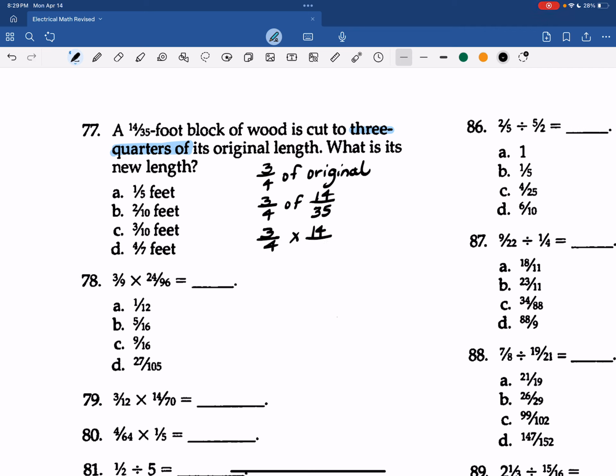We can cancel one direction. Gotta be that way. 2 into 14 is 7. 2 into 4 is 2. Top times top, bottom times bottom, and simplify if you can. And we can. 7 into 21 is 3. 7 into 70 is 10. I like C for that one.